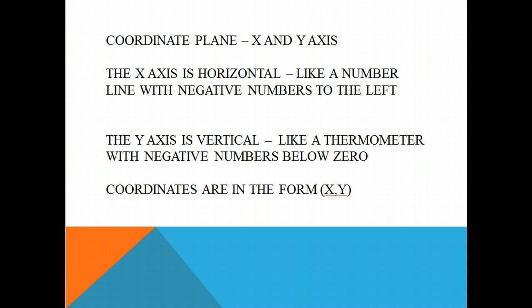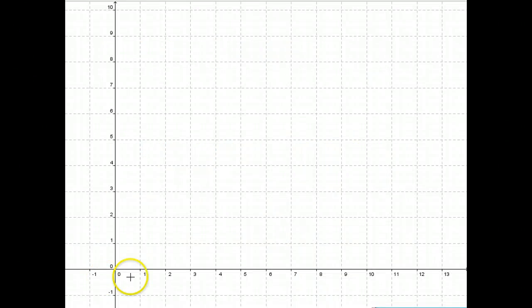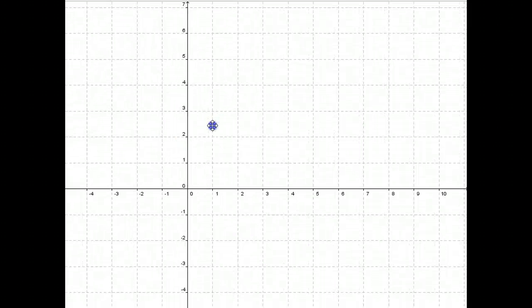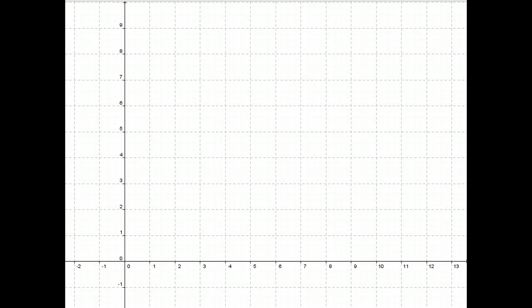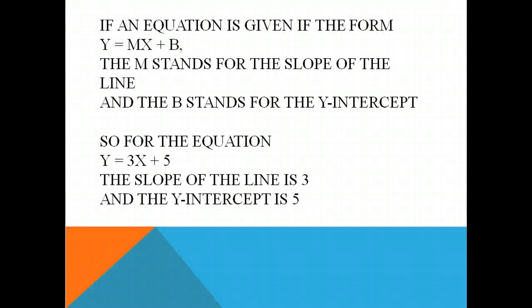Okay, first let's look at a coordinate plane. This is a coordinate plane, mostly the first quadrant, but we can move it where we can see the whole coordinate plane. Now, if we were given the equation in the form y equals mx plus b, the m is our slope, the b is our y-intercept. So for this equation, y equals 3x plus 5, the slope is 3, the y-intercept is 5.